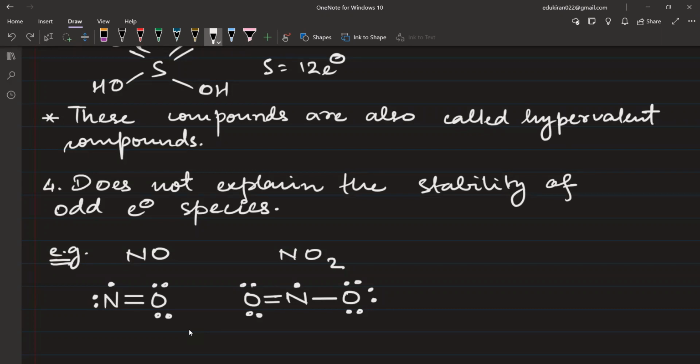After completing the octets of, after making the oxygen and this oxygen happy, because we always make the side surrounding atoms happy first, then we add electrons if anything is remaining onto this nitrogen, that is the central atom. ठीक है.